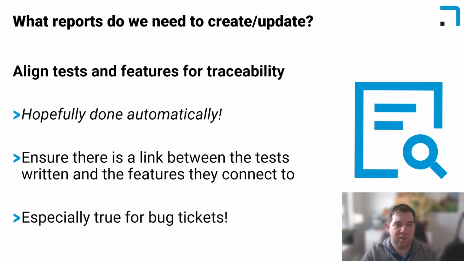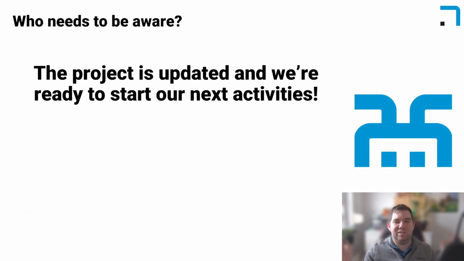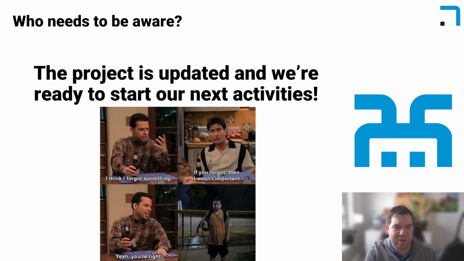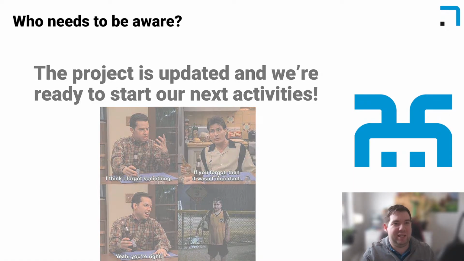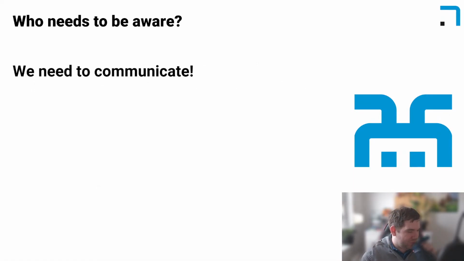But that's it. So at this point, we know that our tests are correct, we have it on whatever environment we need, we've updated our reports, project is updated, and we're ready to start our new testing activities. Right? Well, no, because I think we've forgotten something. And unlike this meme, well, like the meme really, even if we've forgotten it, it doesn't mean that it isn't important. Because we need to communicate.